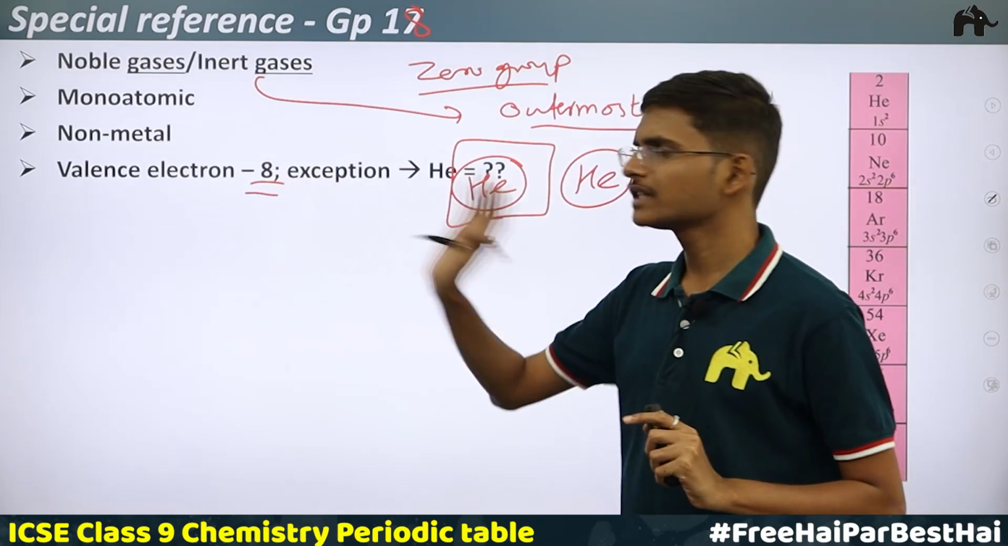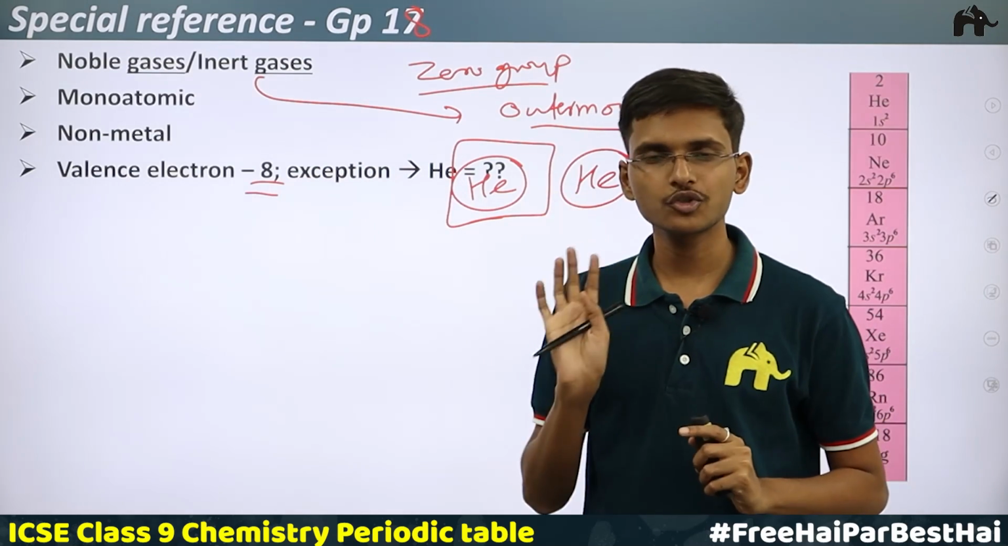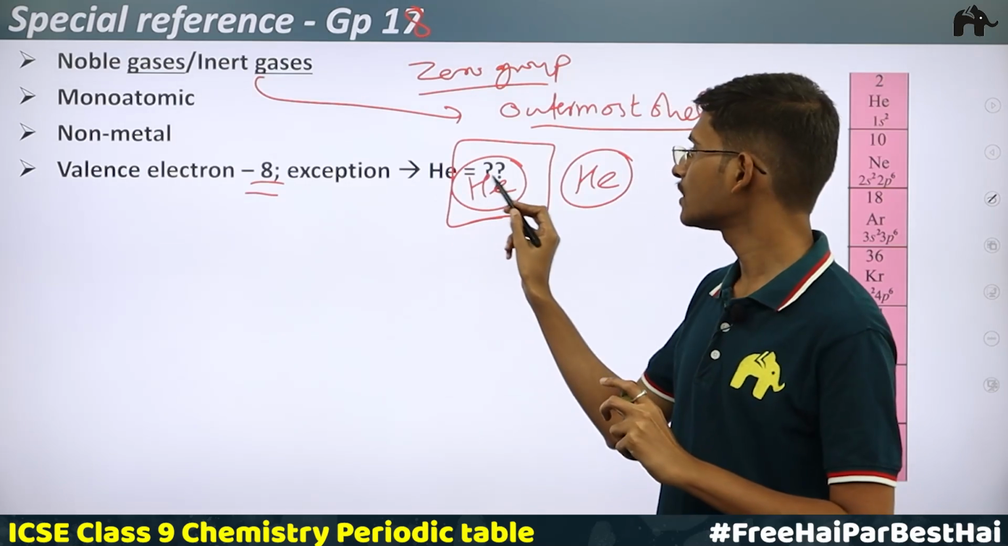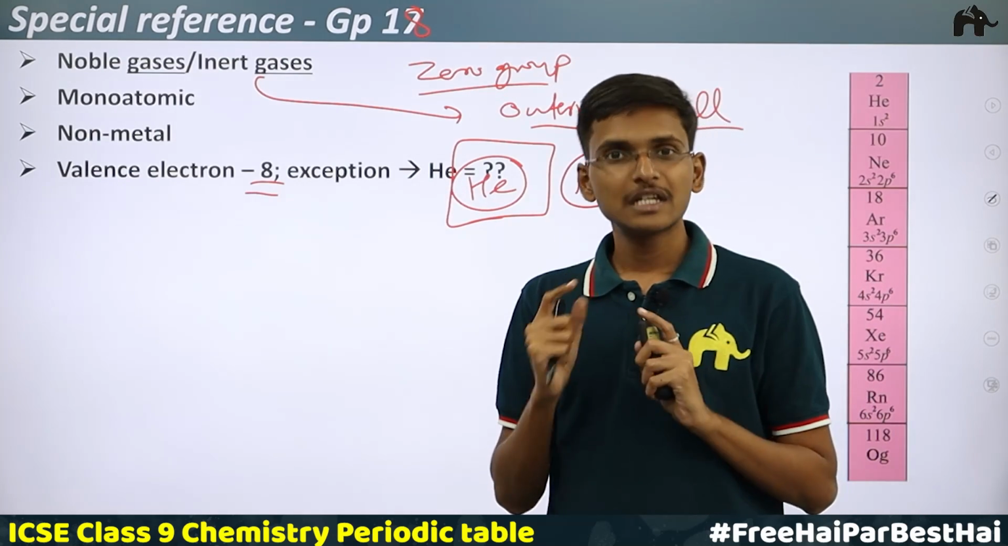So valence electrons, they are having 8. Valence electrons means 8 electrons in their outermost shell. The exception is helium, it is having 2 electrons in its valence shell.